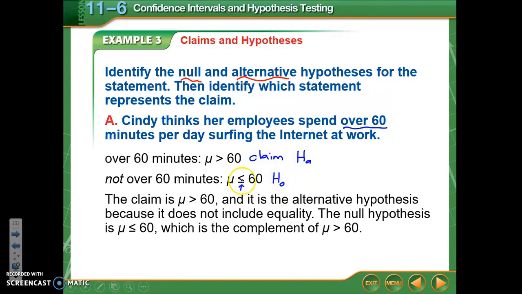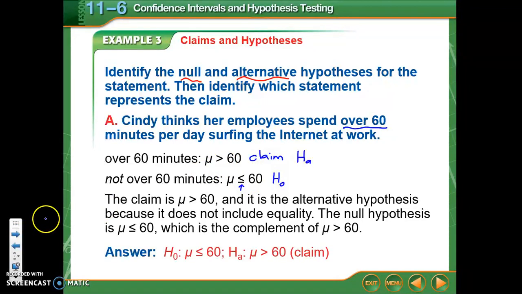The null hypothesis always has to have the equality. The alternative does not have the equality. So we would say H sub naught is that mu, or our population mean, is less than or equal to 60. H sub A, mu is greater than 60. And our claim is in the alternative hypothesis.